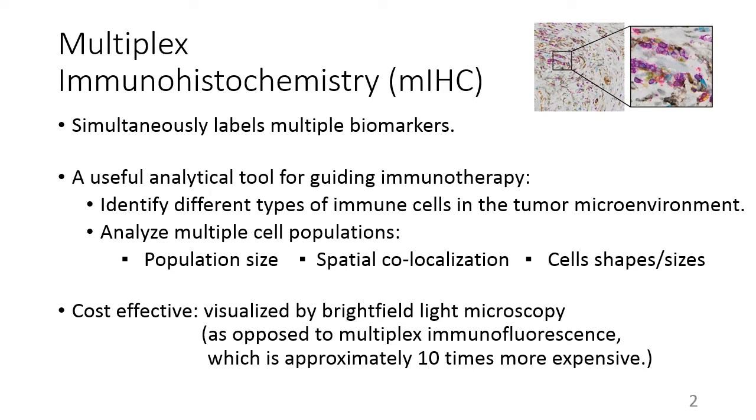Multiplex immunohistochemistry, or MIHC, is a method for simultaneously labeling multiple biomarkers in the same tissue section. MIHC is a useful tool for guiding immunotherapy. It allows us to identify different types of immune cells in the tumor microenvironment and analyze multiple cell populations in terms of the population size, the spatial colocalization of different cell types, and the cells' shapes and sizes. It can be visualized by bright field light microscopy, making it a cost-effective solution compared to multiplex immunofluorescence, which is approximately 10 times more expensive.